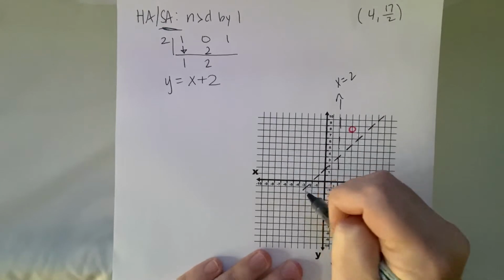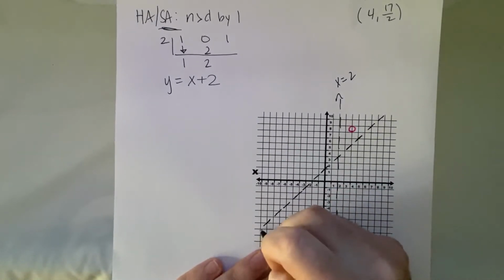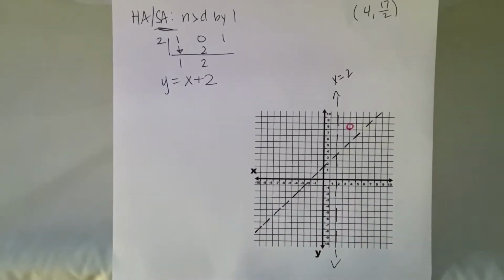So instead of turning towards a horizontal asymptote on the outside, this is the line that's going to guide it on the outside of the function.